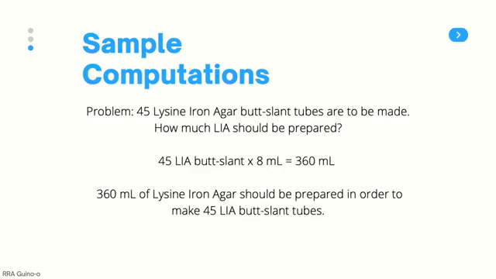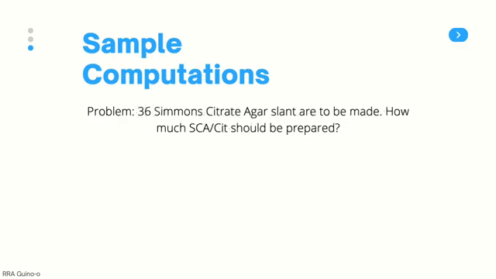You will need 360 ml of lysine iron agar to make 45 LIA butt slant preparations. Here, the equation is simply 45 LIA butt slants times 8 ml per butt slant, and this is equivalent to a total of 360 ml or milliliters.